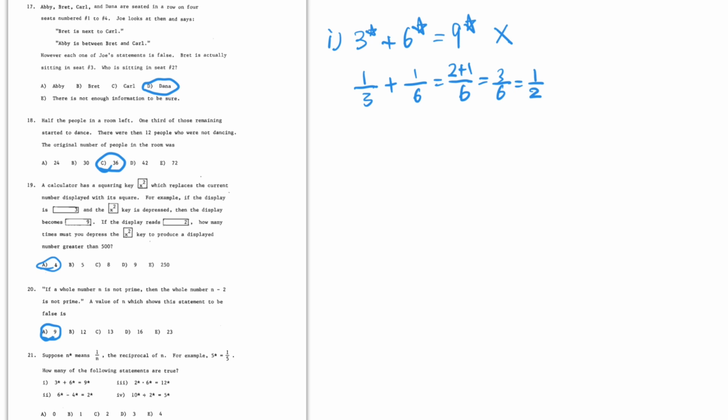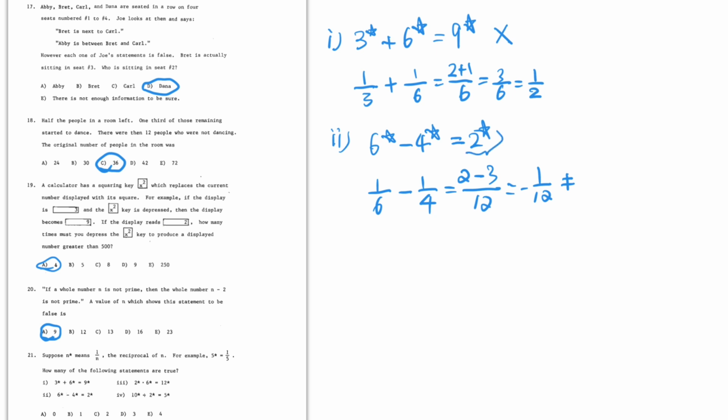The second statement: 6 star minus 4 star equals 2 star. 6 star is 1 over 6 minus 1 over 4, which over 12 is 2 minus 3, that's negative 1 over 12. So it's not equal to 2 star. 2 star is 1 over 2. So statement 2 is false.